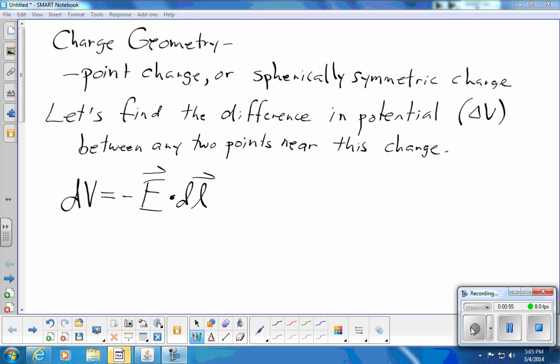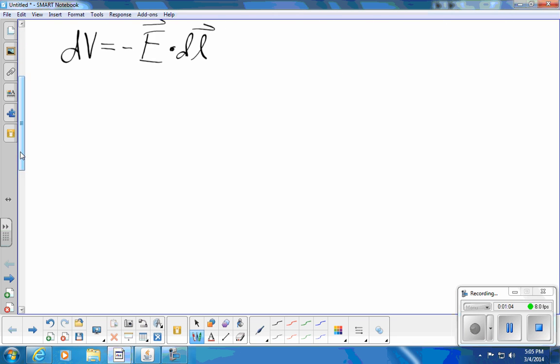There will be a separate video, I think, that will hopefully make more sense of where that comes from. But we're going to start with that. Okay, so again, the charge geometry is a point charge, so let's have one.